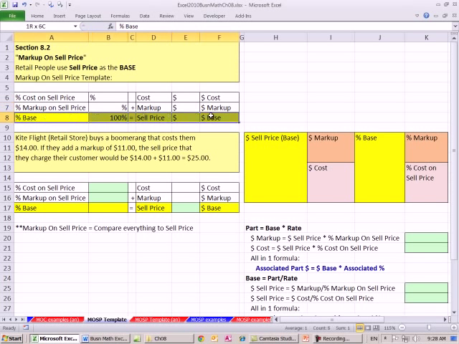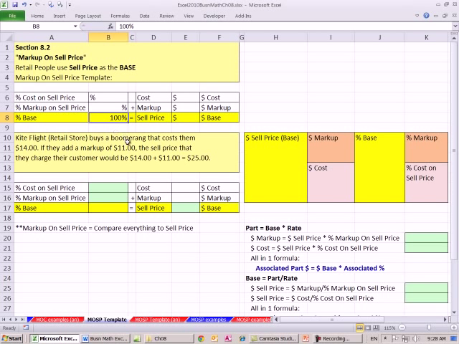Again, base. Doesn't matter what type of problem you're talking about. If there's a base, the associated rate or percentage is what? 100%. So for us, in this section, markup on sell price, the percentage or rate associated with sell price is what? 100%. All right, so here's our example. In the first part of this video, we'll go through all the possible formulas, and then we'll look at 4 specific examples.